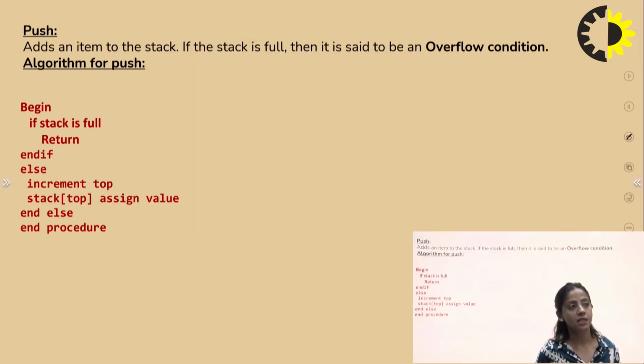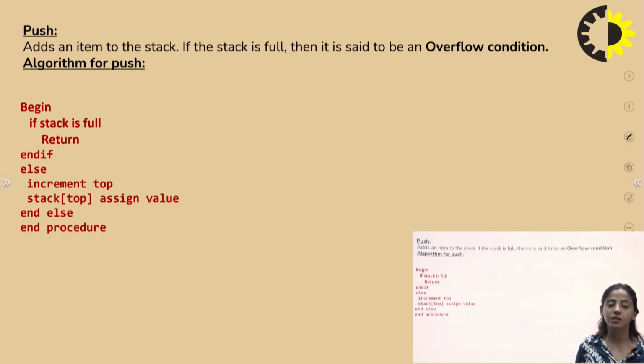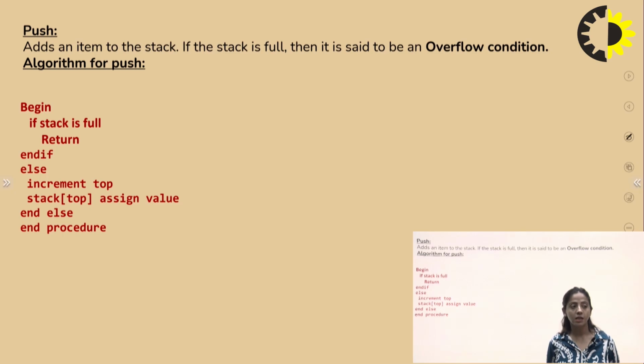Now push adds an item to the stack. If the stack is full, then it is said to be an overflow condition. Now this is an algorithm for push. Begin. First you have to check if the stack is full; if so, return. Else, increment top, assign the value to stack top, and end procedure.